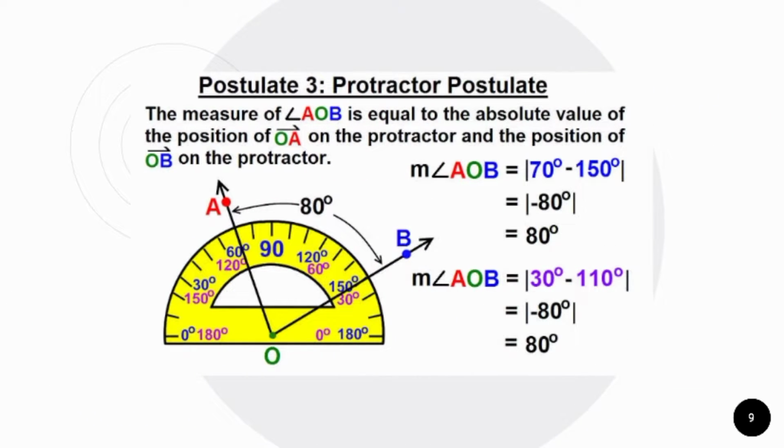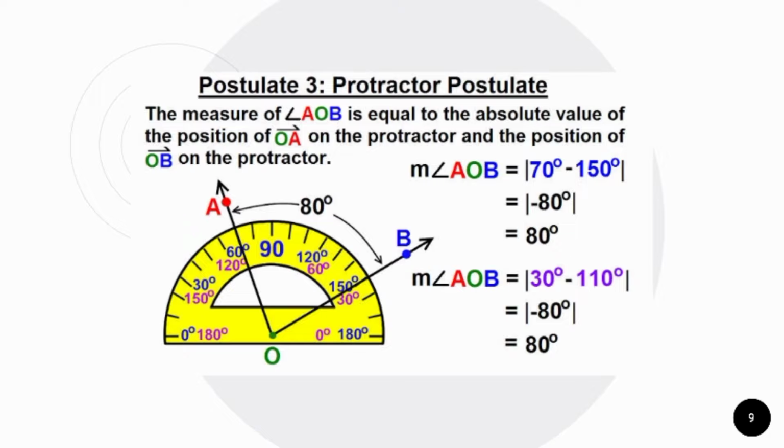Introducing the protractor postulate, which states that the measure of angle AOB is equal to the absolute value of the position of ray OA on the protractor minus the position of ray OB on the protractor. We have this illustration below. We measure angle AOB running in the clockwise direction, from left to right. The value of ray OA is 70 degrees minus the value of ray OB, which is 150 degrees, resulting in the absolute value of negative 80 degrees, which is 80 degrees.